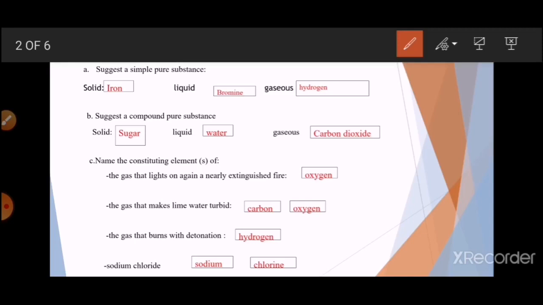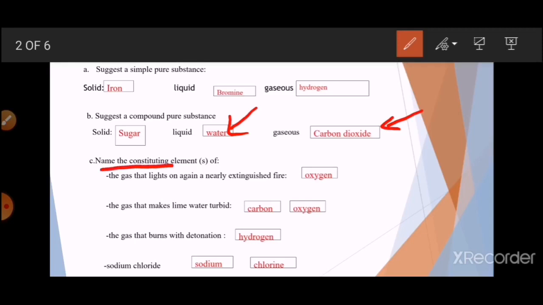Part B, you have to suggest a compound pure substance in the solid state. You can write sugar, salt. The second part, you have to suggest a compound pure substance in the liquid state. The simplest example is water. So water is a compound pure substance in the liquid state. A compound pure substance in the gaseous state is carbon dioxide. You can write carbon monoxide, nitrogen dioxide. All of them are correct.